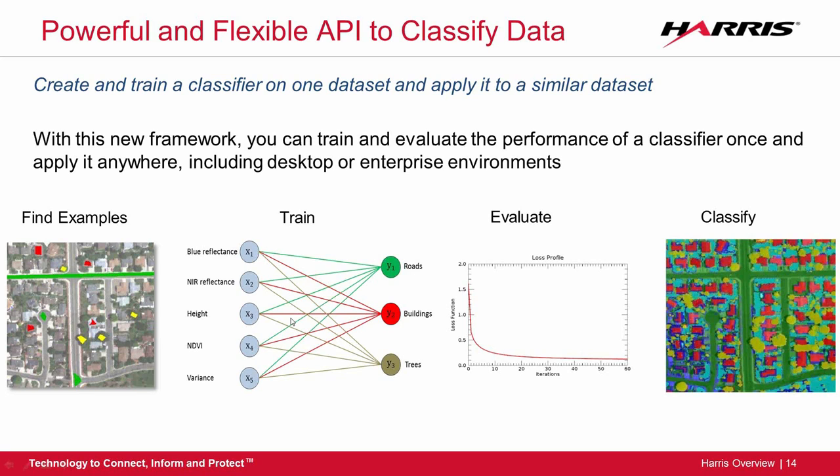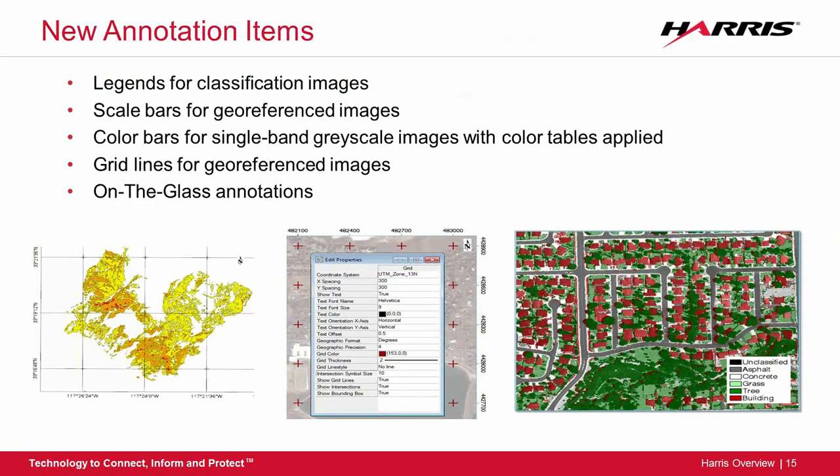Lastly, pertaining to our classification updates, you can affix certain annotation items to display on your screen, and they will remain stationary while you zoom, pan, rotate around. These are called on-glass annotations. These include text, symbols, legends, scale bars, color bars, grid lines, anything that's going to really make your final product look a little nicer.